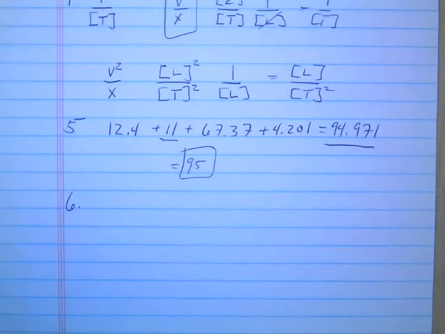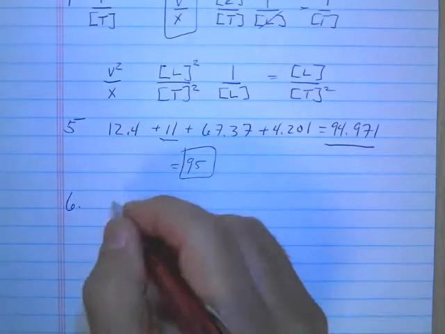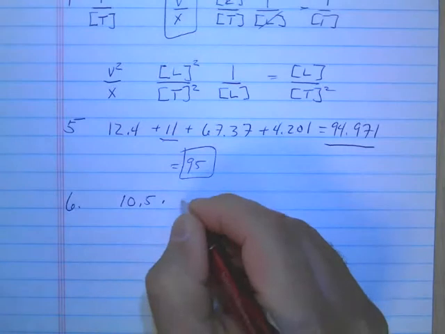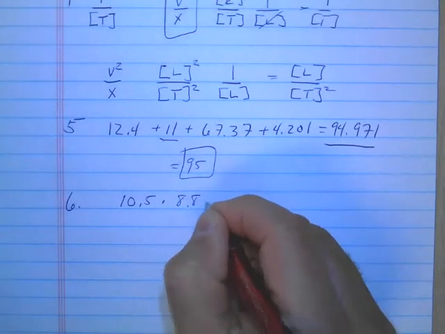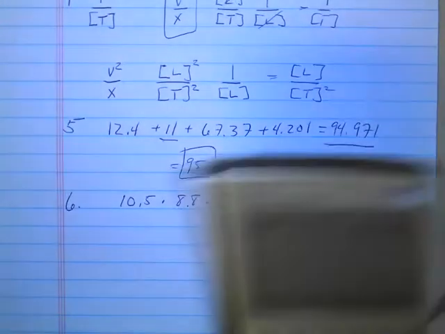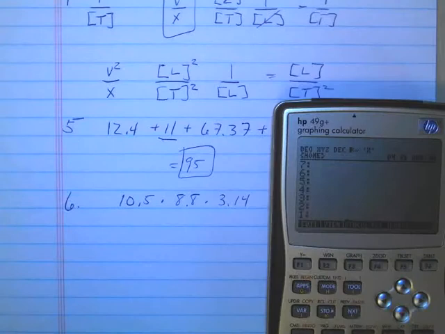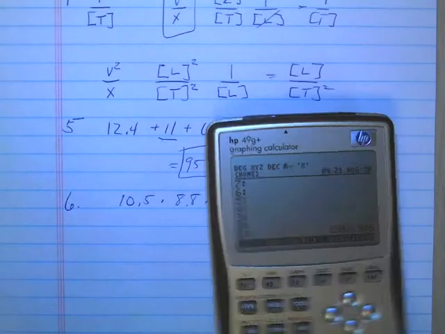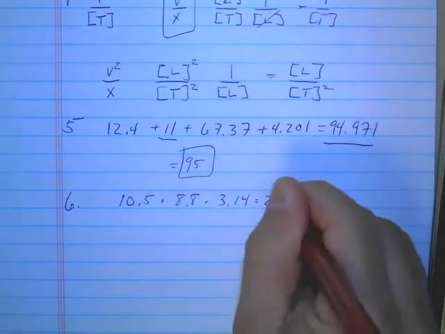The last one we can work out, number 6. Which one of the choices represents the preferred practice regarding significant figures when multiplying? 10.5 times 8.8 times 3.14. Again, we can plug this into our calculator. Let's see. 10.5 times 8.8 times 3.14, and we end up with 290.136.